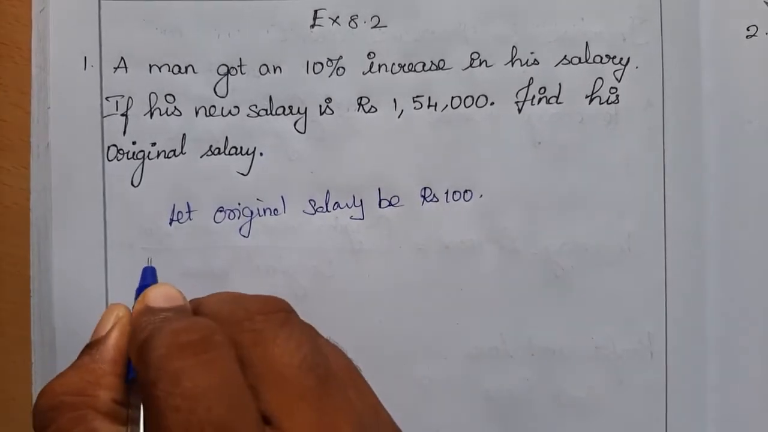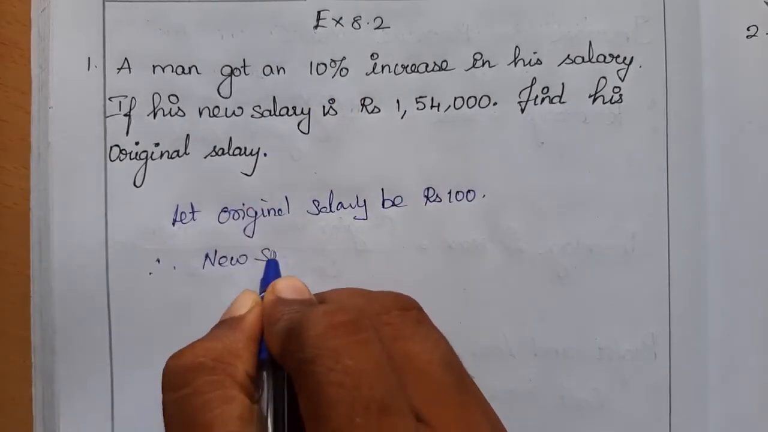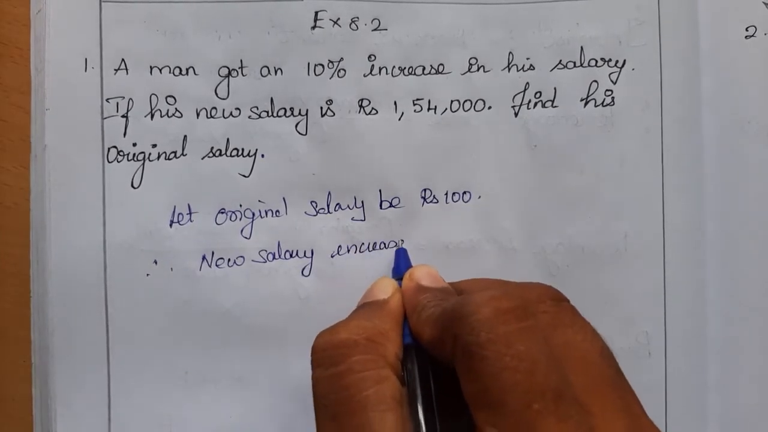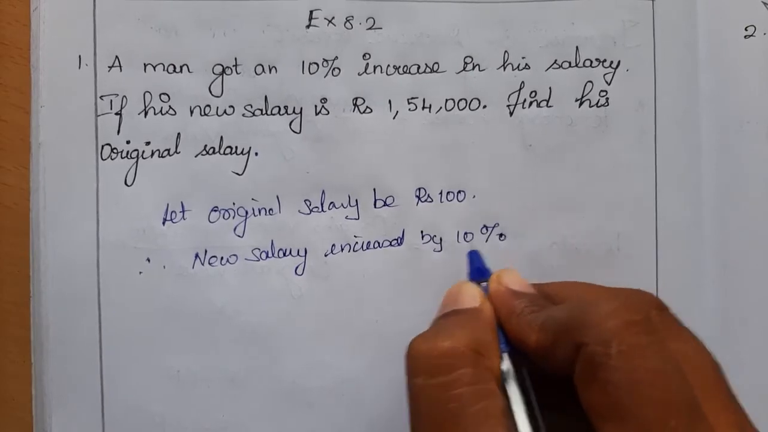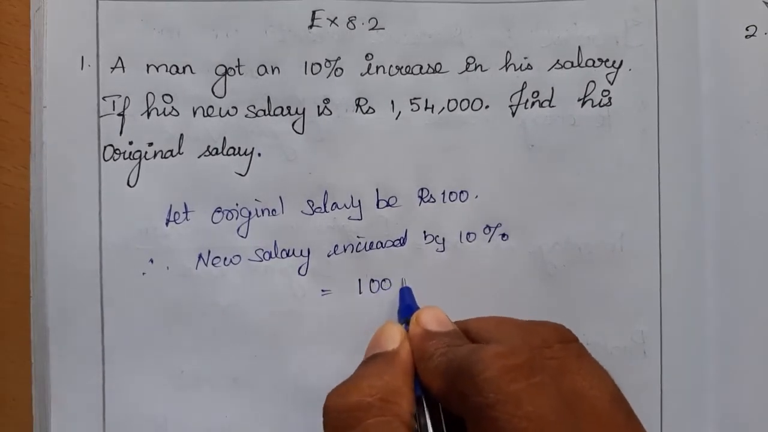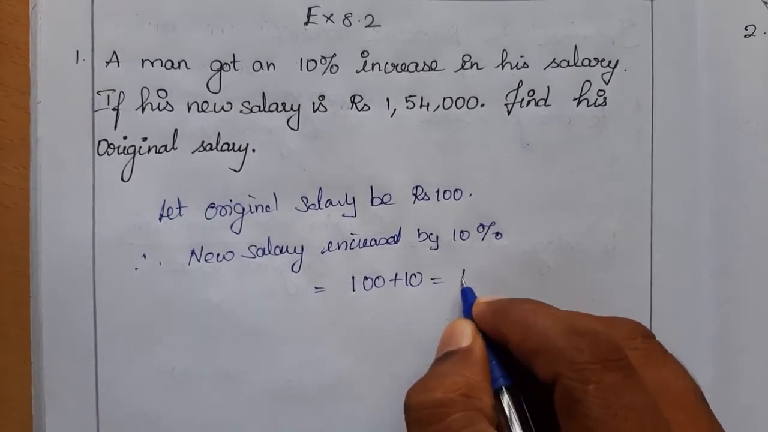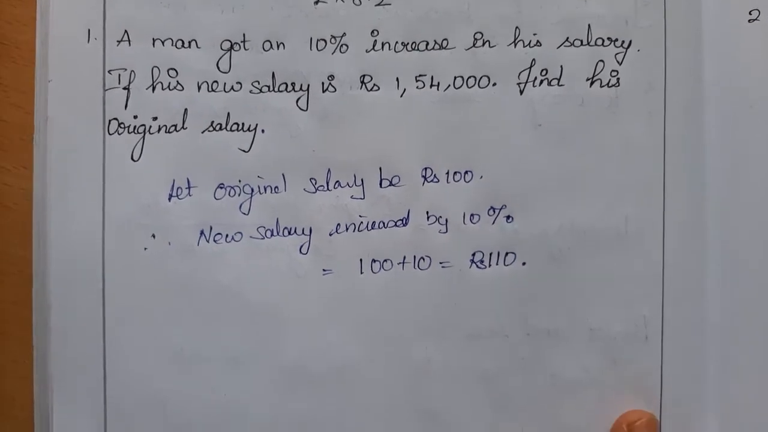Therefore the new salary is increased by 10%. That means we will be getting 100 plus 10, since 10% of 100 is 10. So 100 plus 10 is equal to rupees 110. They will be getting 110 rupees. Clear?